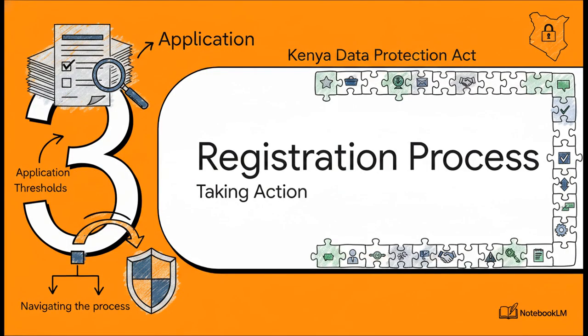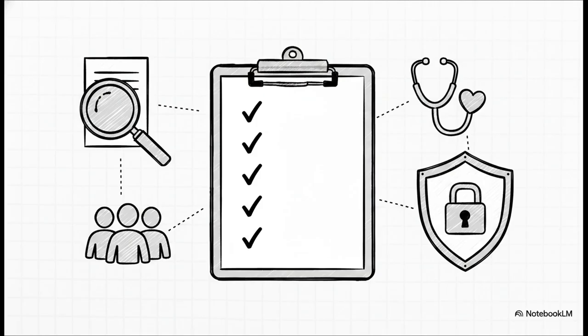Section 3. Navigating the registration process. Taking action. Okay, so let's say you've assessed your operations and realized, yep, we hit those mandatory thresholds. What actually goes into the application? Well, under Section 19, it's a highly pragmatic checklist. You need to provide a clear description of the personal data you process and the specific purpose for doing so. You've got to list the category of data subjects, meaning whose data are you actually holding. You also have to provide a general rundown of the risks, safeguards, and security mechanisms you've built in to protect that data. And finally, what indemnity measures do you have in place to protect the data subject from unlawful use? Really, it's essentially a comprehensive health check of your entire data practice.